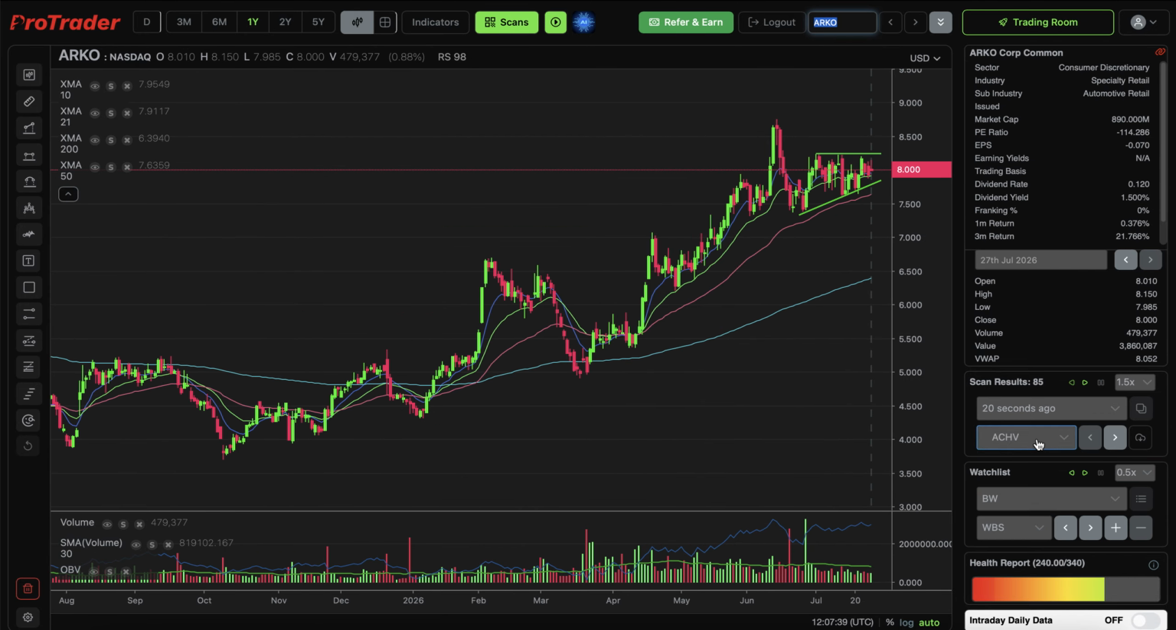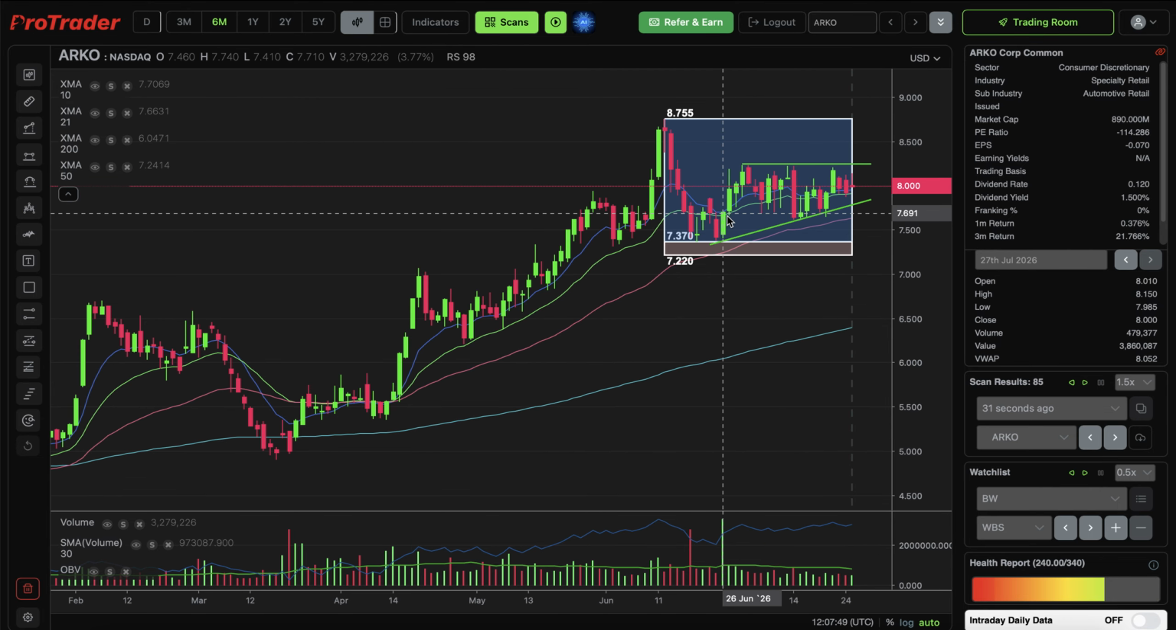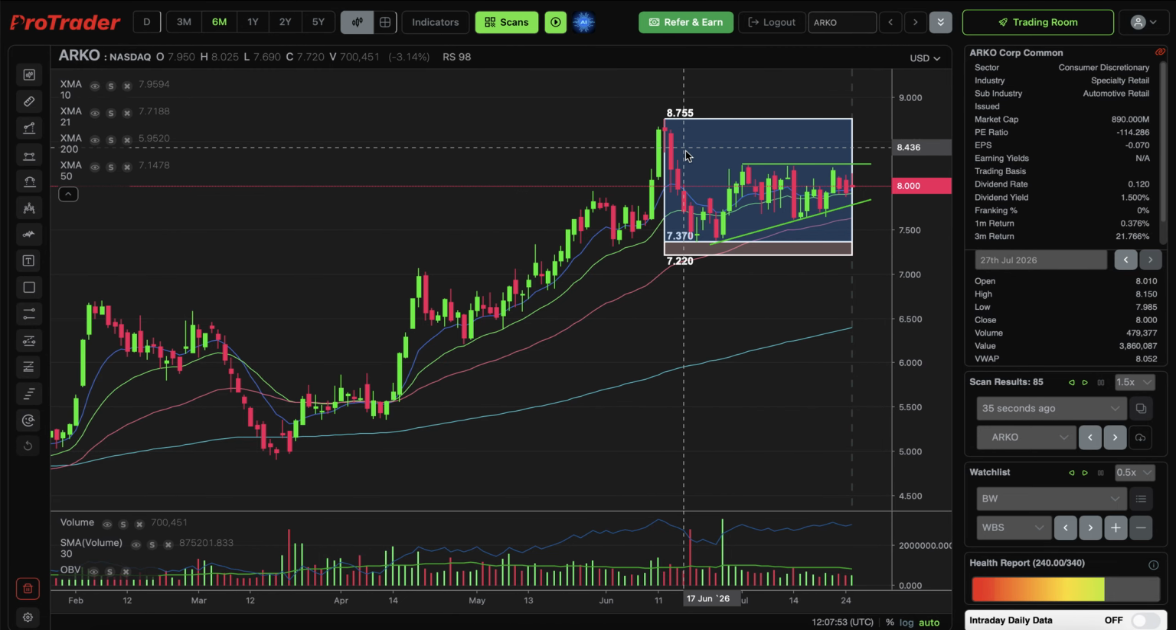The first one is ARKO. You can see that in the results here. It's come up in the Davis box scan. But what I like, and one of the reasons I love Davis box scans, is, yes, it's found this Davis box, this period of basing within a big uptrend. But then have a look at this little pattern within that Davis box.